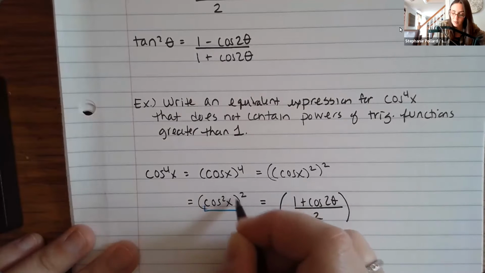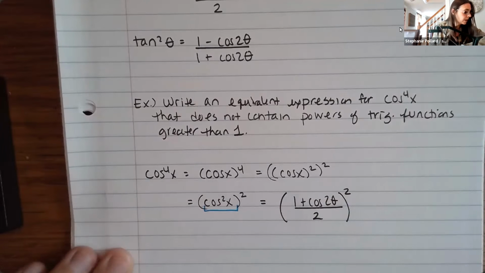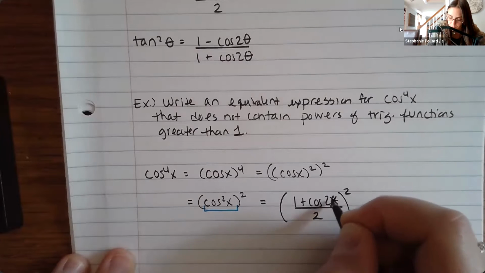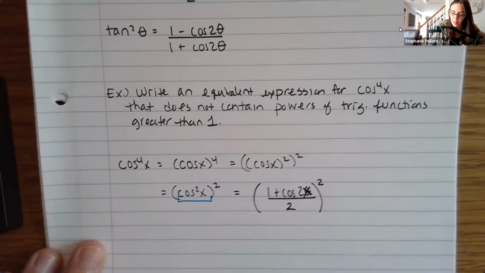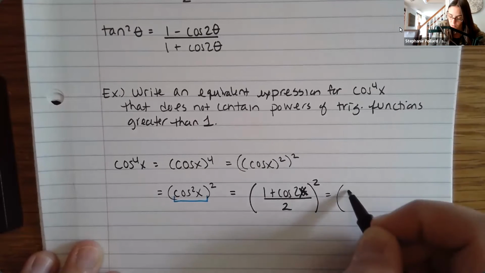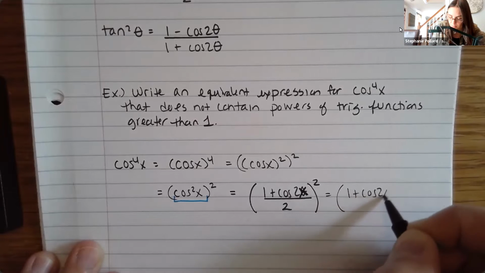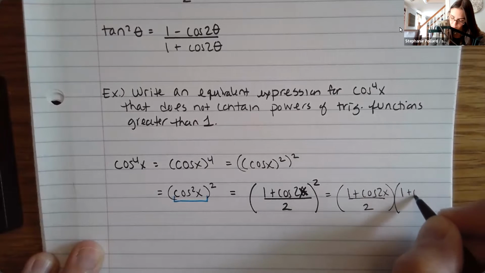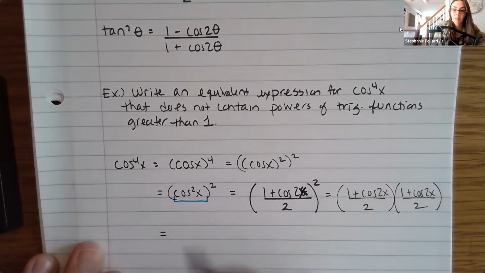But don't forget there is a square on the outside, so that whole thing is being squared here. And we're going to go ahead and, sorry, this should be an x, not a theta. And we're going to go ahead and actually square that and multiply it out. So if you can do it in your head, great. If you find that you're making mistakes, then take a second and go ahead and write this out. And we're going to go ahead and FOIL it.